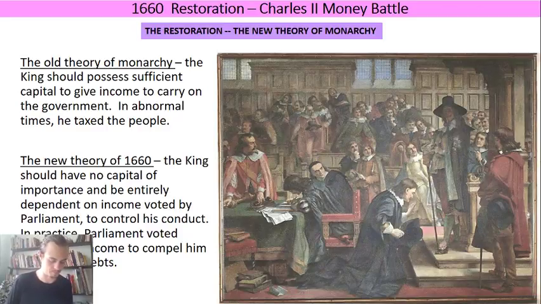And so, before the English Civil War, the king was thought to be allowed to possess sufficient capital and income to carry on the government. In abnormal times, he taxed the people, but after 1660, Parliament decided the king shouldn't have any capital of his own, and capital income should be voted on by Parliament. And so we see Parliament start to strangle Charles fiscally.